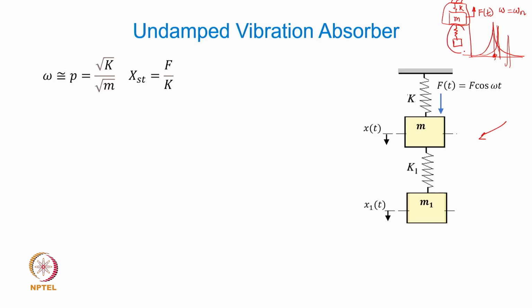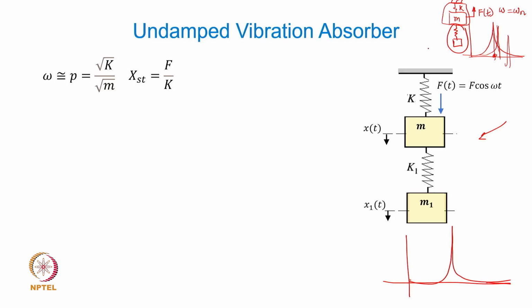This auxiliary system is appropriately designed so that the system, the parent system, the main system, has its vibration amplitude zero. Now, obviously, the initial response of the parent system or the main system is this.